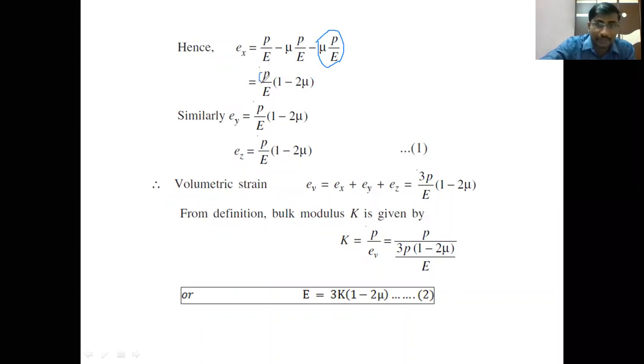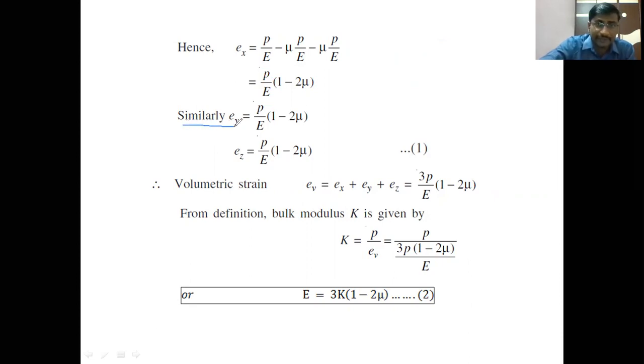Here P is not load, it is stress. I used small p. In some other books, it is represented by small p, and in some other books, it is represented by sigma. Stress is represented by sigma or small p. If we note the capital P, it is the load. Load is represented by capital P. Stress is represented by small p.